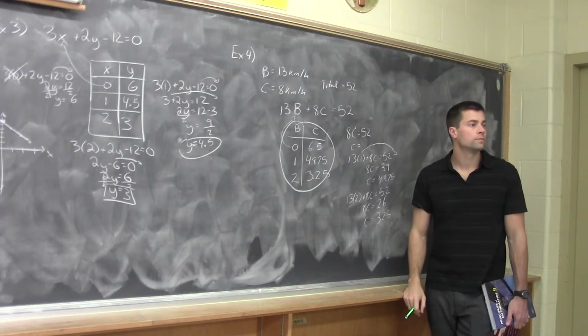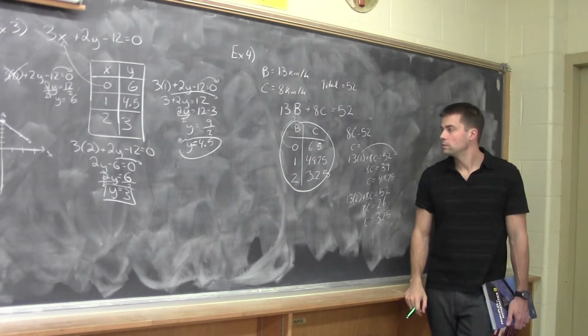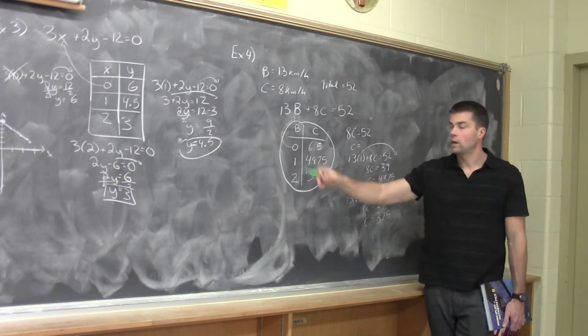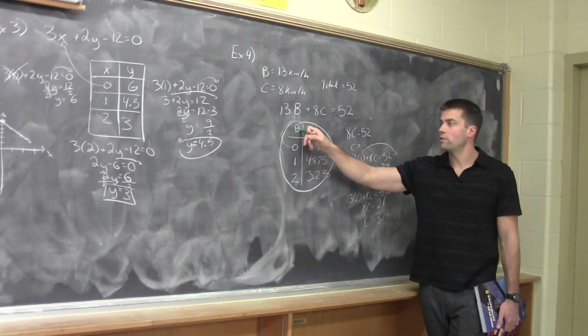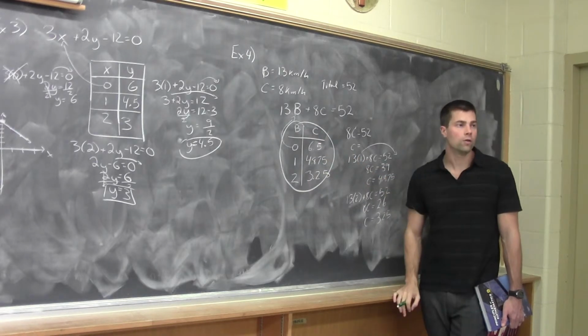Could you switch around the order so C is where B is? Yeah, in this case you could. You could make C the independent variable and B the measurable or the dependent if you wanted. Okay?